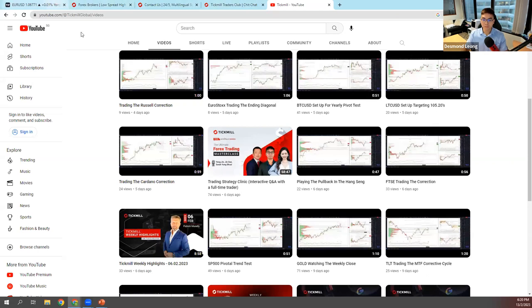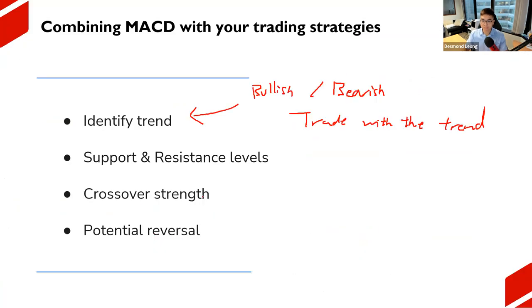Okay. So yeah, let me continue on these slides. Identify the trend, bullish or bearish, and trade with the trend. Do not go against the trend. I like to follow the trend on the H4 time frame, personally. Then support and resistance levels. Well, you still have to use your classic support and resistance levels: overlap support, overlap resistance levels.